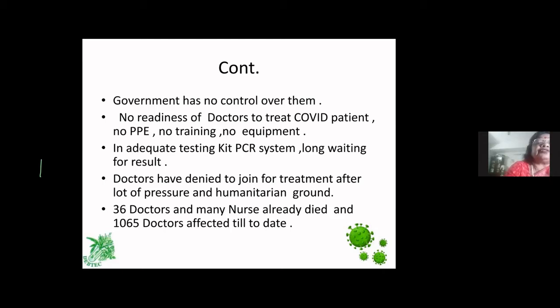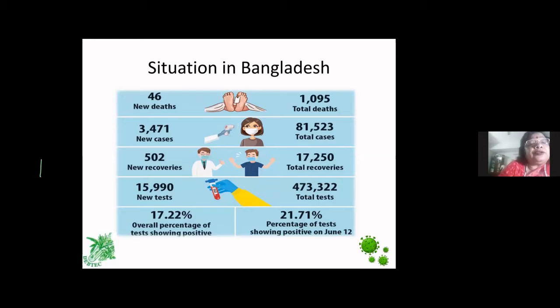So this is the situation in Bangladesh today, the 46th day. New cases today: 3,471, new recoveries: 502, and new tests: 15,990. The overall percentage of positive tests is 17.22%, and the total death toll is 1,095.